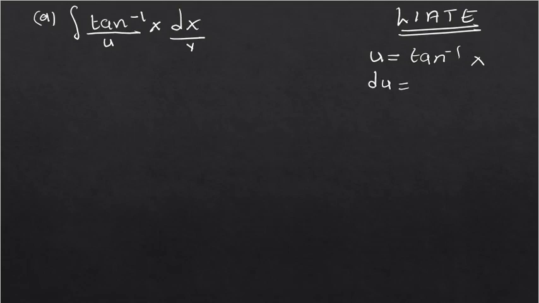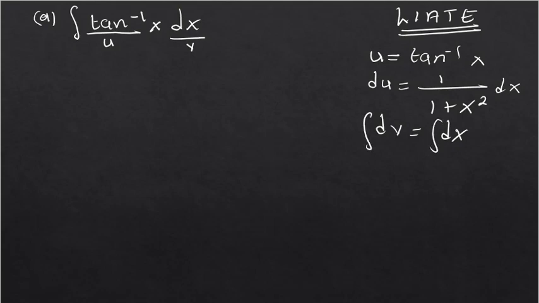du will equal, so dy dx of tan inverse of x is simply 1 over 1 plus x to the power 2 dx. dv is simply dx, and of course if we find the integral of this, we are going to find v equal to x. Alright, so from here we now get to our formula.